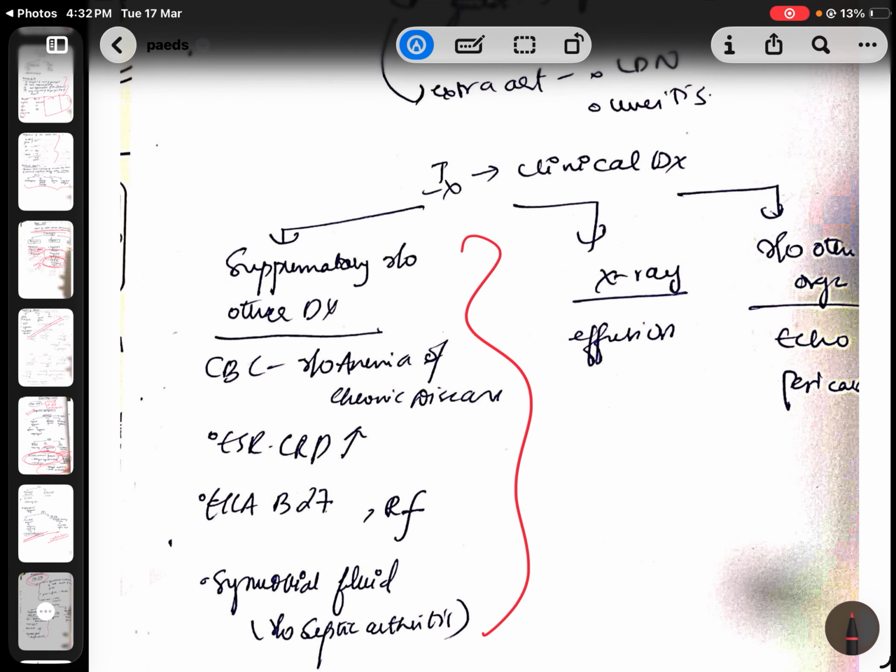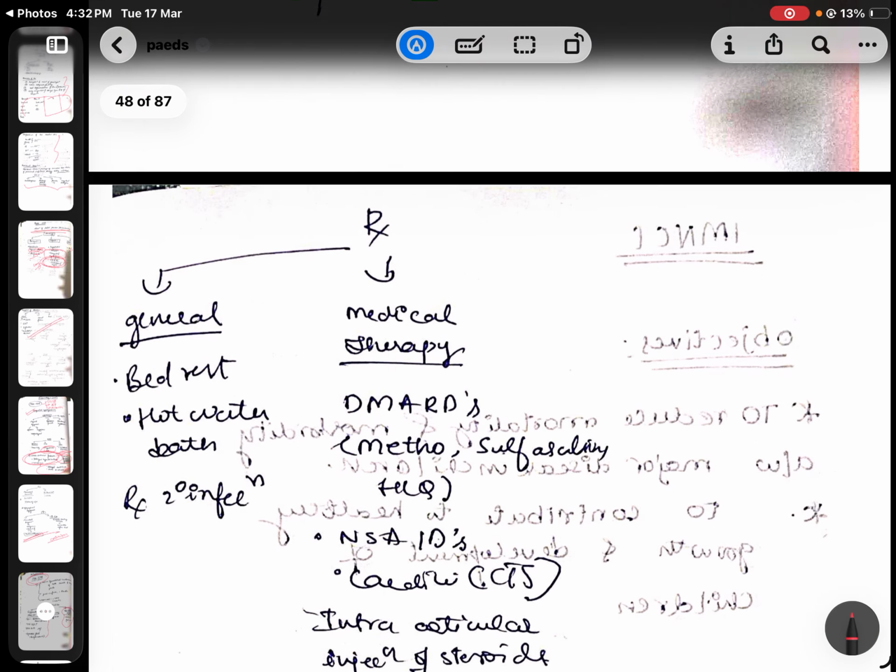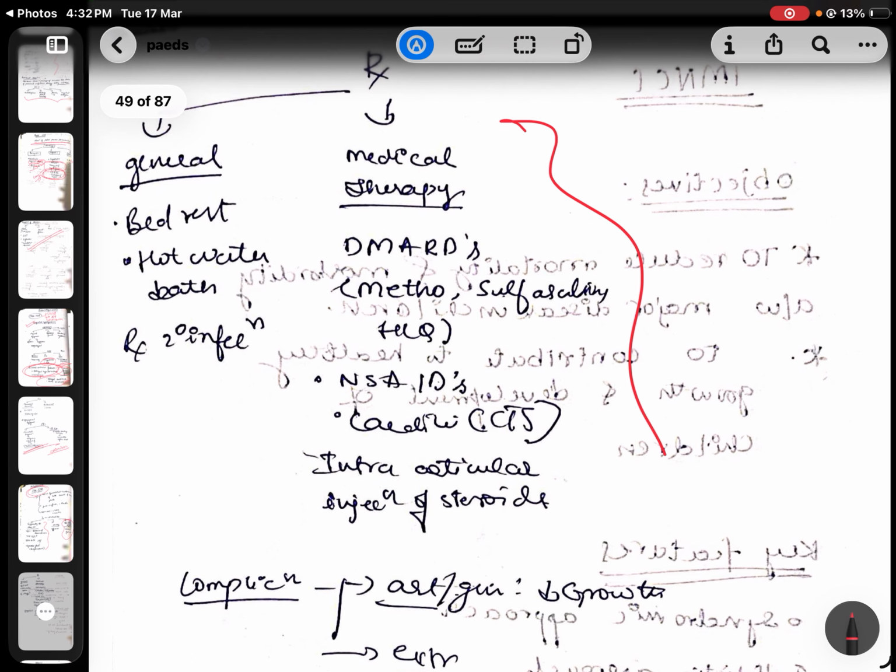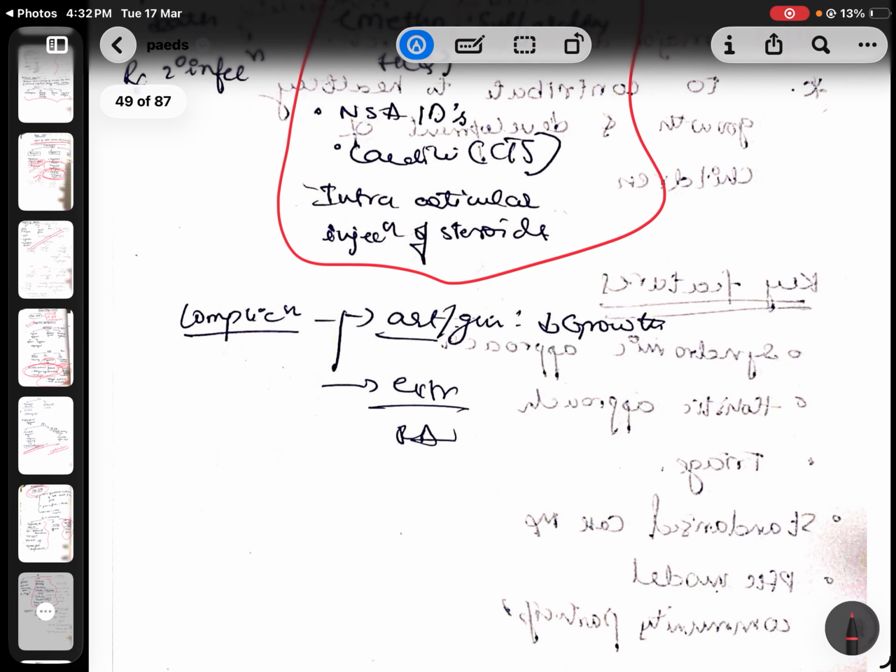Again, here the investigation aim is to rule out secondary causes, for example rheumatoid or something like this, or septic arthritis, which is more common than rheumatoid in children. Correct. So again, if there is any organ specific involvement also. So these are the medical therapy which you can follow, and these are the complications.